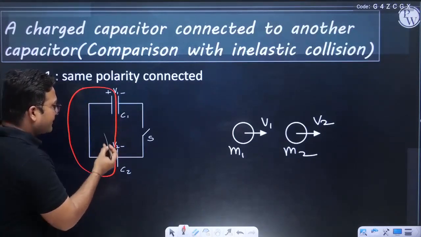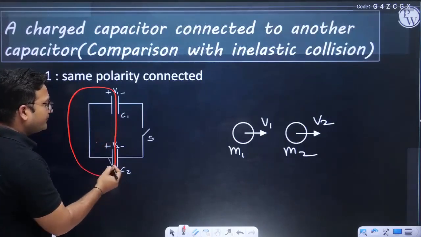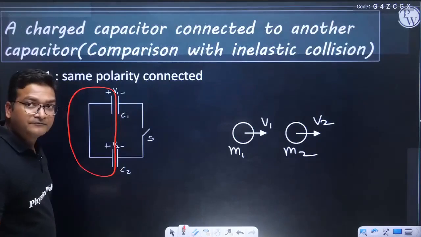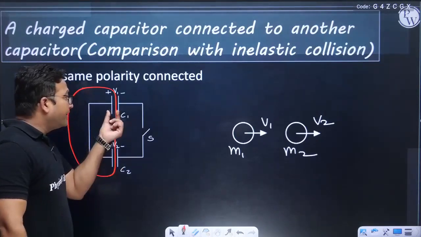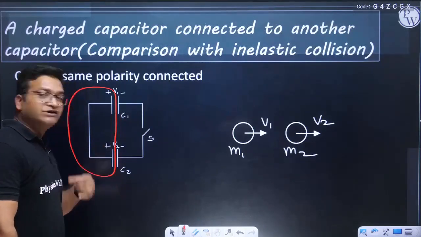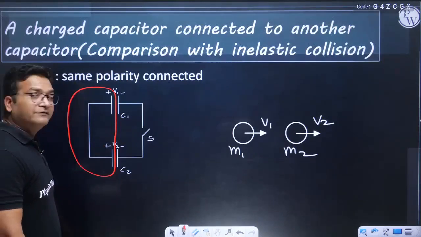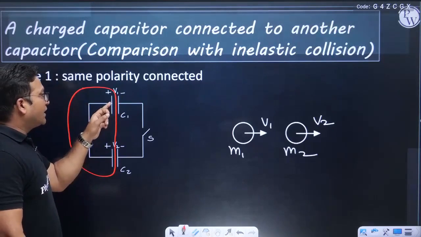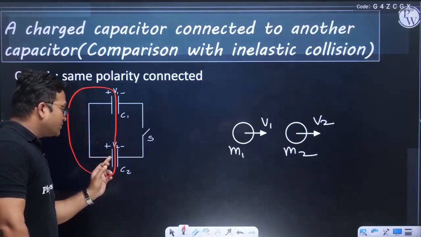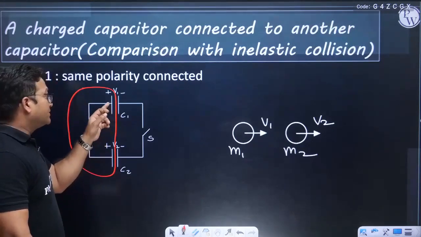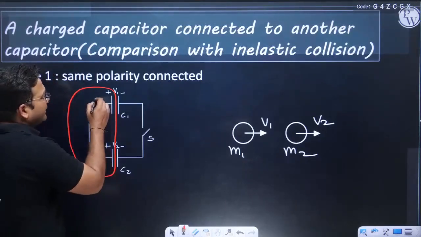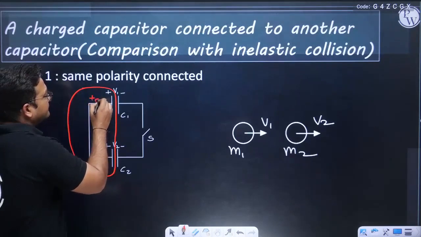Obviously, this plate is connected to this plate by this conducting wire, but the charge cannot go on the right hand side because there is an air gap or some insulation between the capacitor plates. So charge will remain on the left side. Its charge can go to this plate, this charge can go to the upper plate, but the charge will remain on the left side.